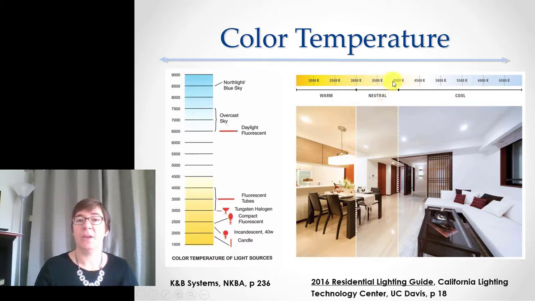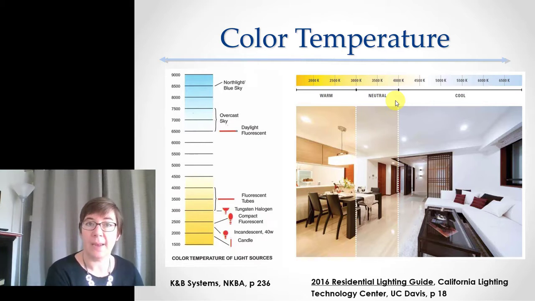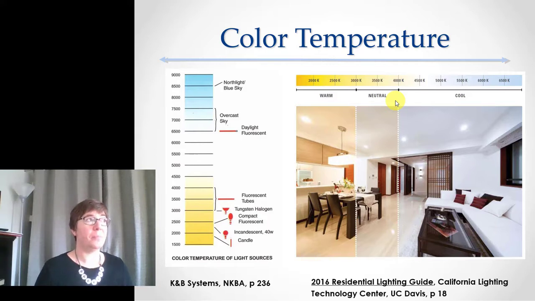And we have a section in here labeled neutral. Now most of your designs you're going to want to specify lights in the neutral range between 3000 and 4000 Kelvin. It's right here, 3000 to 4000. All right. When I was doing commercial interior design and specifying lights for office spaces, I always stayed in the neutral range.